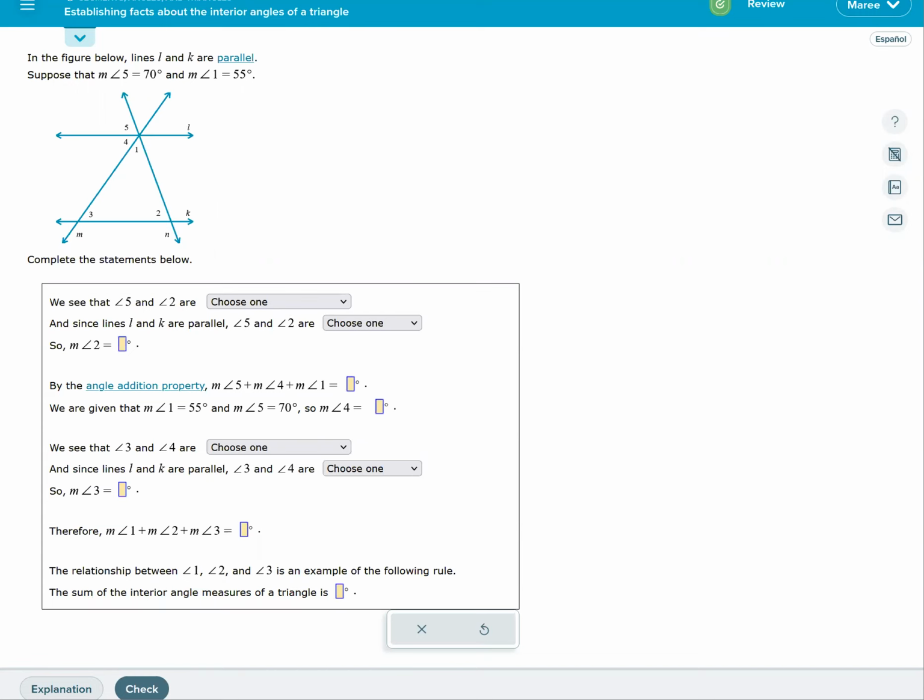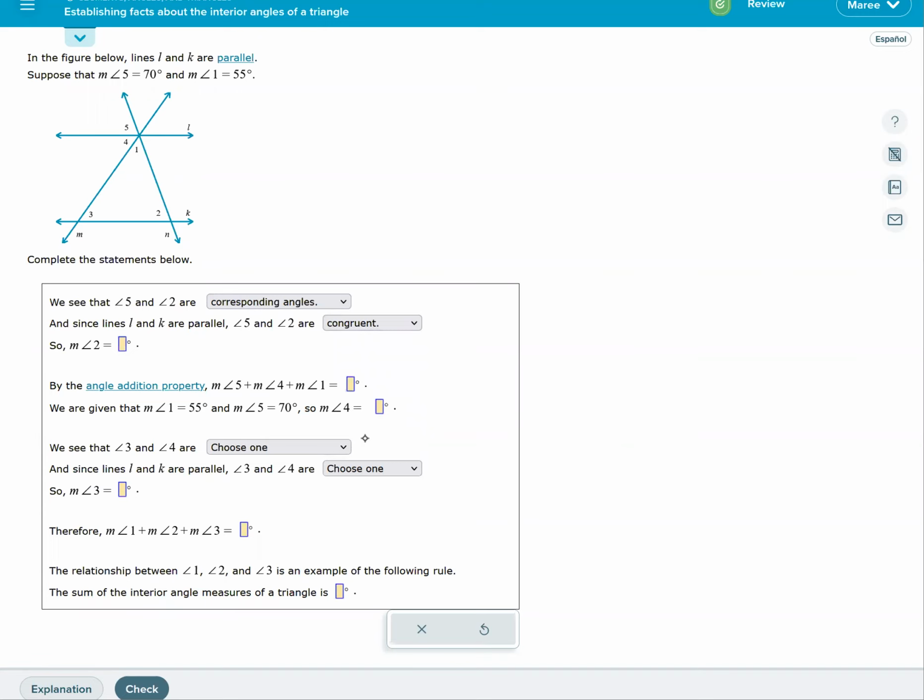In this particular problem, we look at angle 5 and angle 2. We have two lines, and here's my transversal, and those are in the top left corner. So those are corresponding angles. So we're going to choose corresponding angles. And if L and K are parallel, then corresponding angles are congruent. So 5 and 2 are congruent, which means they have the same angle.